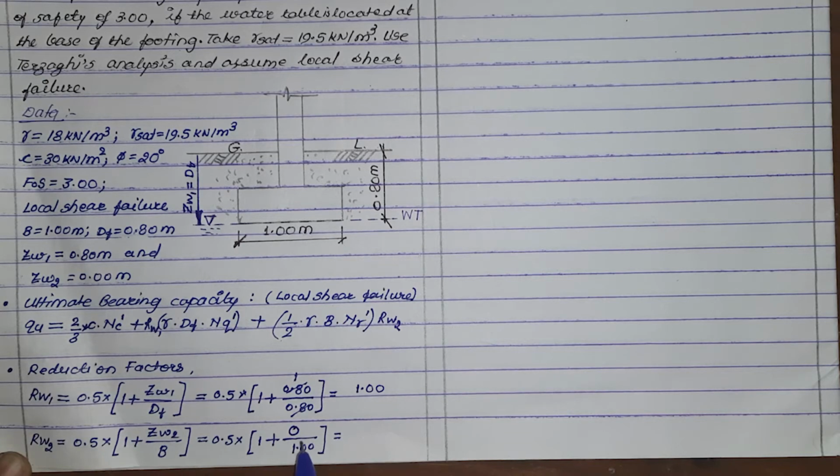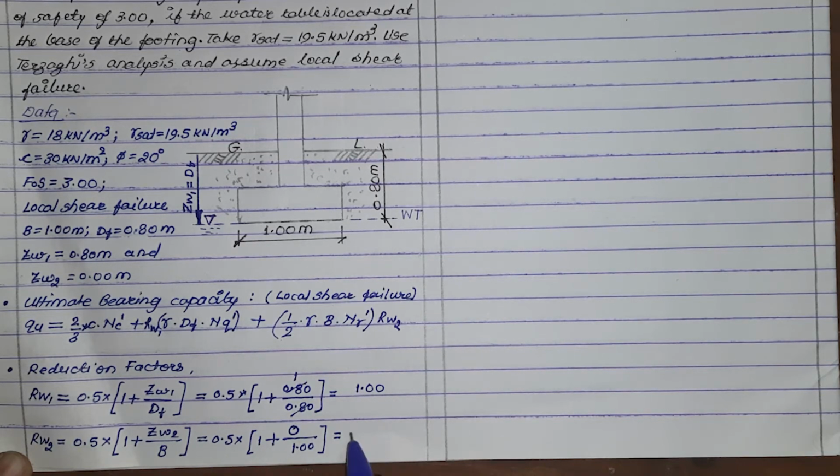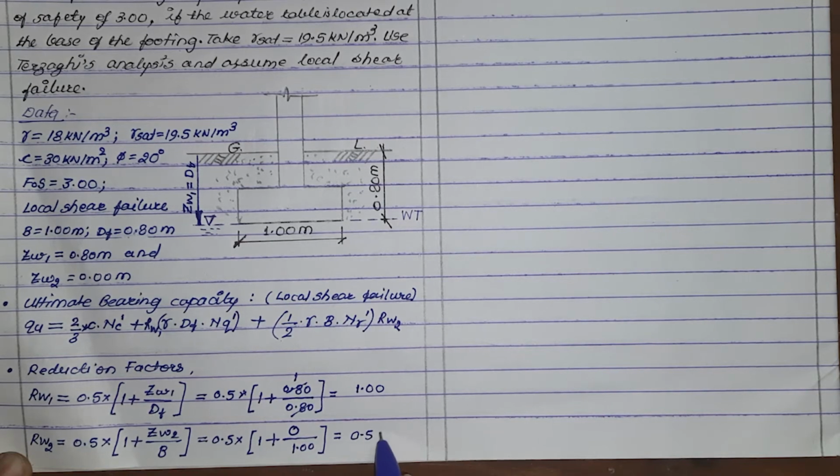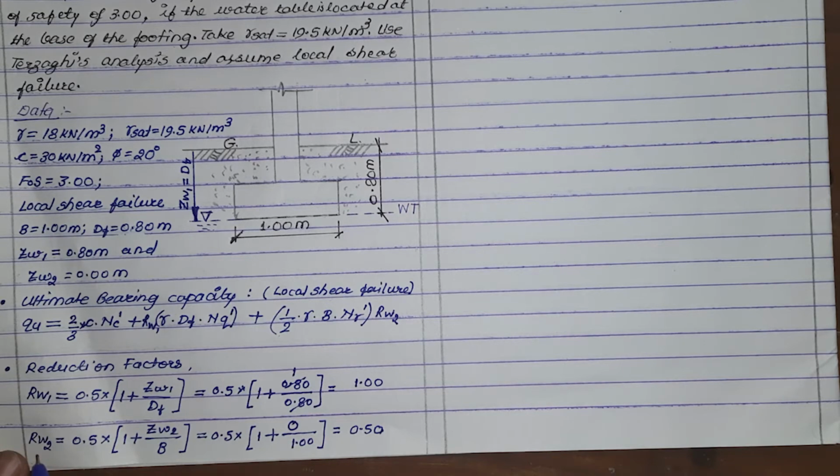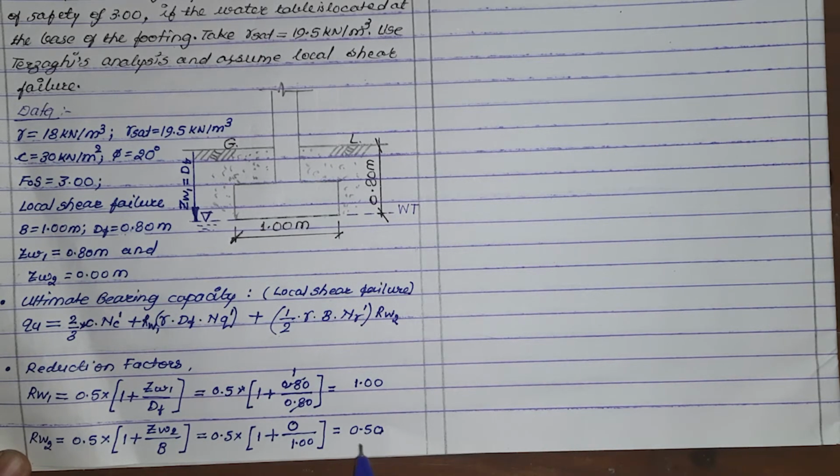Thus 0 divided by 1 will be 0, plus 1 is going to be 1. This 1 multiplied by 0.5 is equal to 0.50. Thus reduction factor RW2 will be 0.5. In this way we have obtained reduction factors RW1 as 1 and RW2 as 0.5. We have to substitute these two values in this equation.